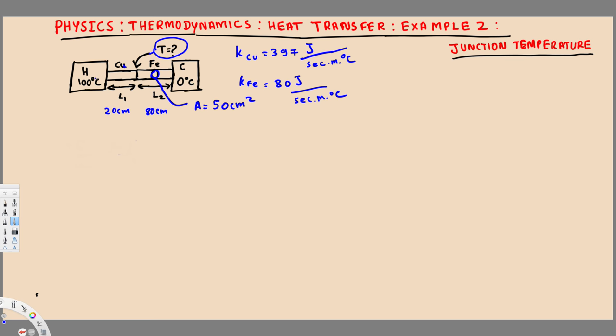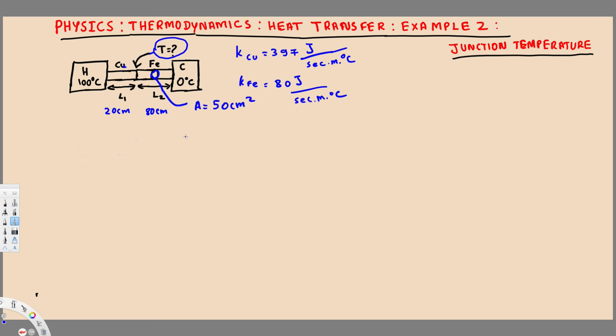Here we have a hot reservoir and a cold reservoir, and that's connected by copper and iron metal, I mean, small bars right here. The length of this copper bar is given as 20 centimeters. The length of the iron bar is 80 centimeters, and the cross-sectional area of the bars is 50 centimeter squared, and that's equal for both. Also, we have the conductivity constant for copper, 397 joule per second meter degree Celsius, and the conductivity constant for iron is 80.